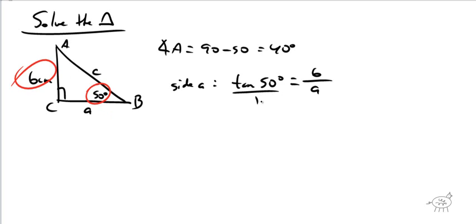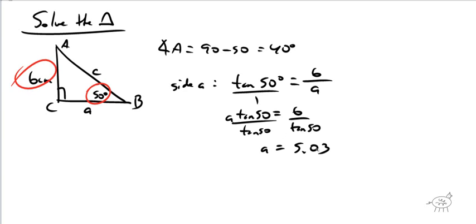Then we cross multiply and we get A tangent of 50 equals 6, so A equals 6 divided by tangent of 50. So 6 divided by tangent of 50 gives me 5.03. Now if you gave me that answer, I'd actually take 1 point off. Why would I take 1 point off? Because you need your units. Okay, units. Very, very important.